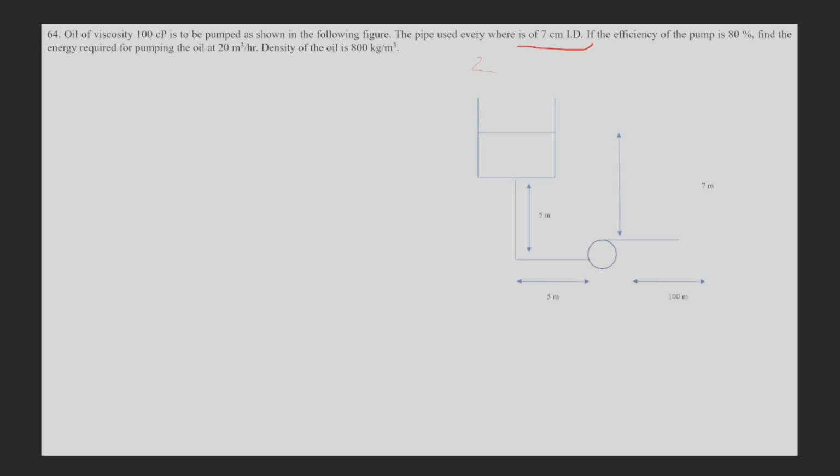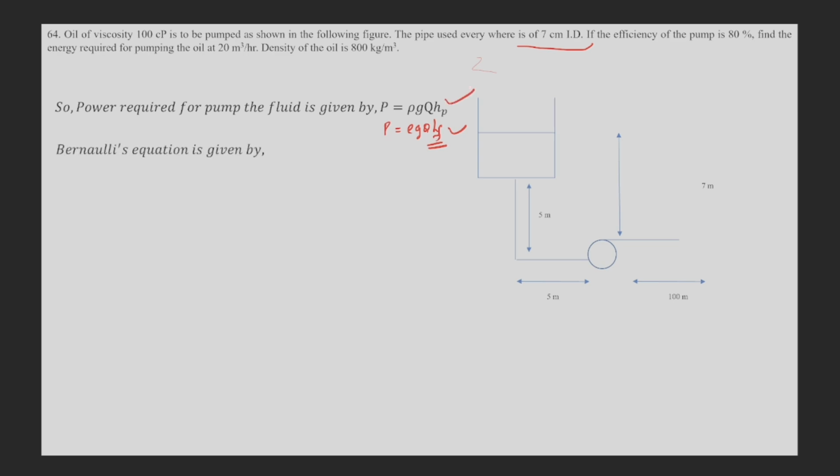This is the diagram, right? Diameter is same everywhere, so velocity will be same. So power required for the pump is equal to rho g Q Hp. This formula changes to P equal to rho g Q Hf when we have head loss and we have to calculate power on the basis of head loss. When we calculate power for a pump, then Hp will come. So Bernoulli equation is given by this. We know that this is the famous Bernoulli equation.